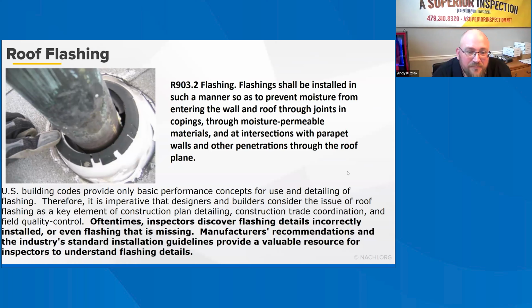U.S. building codes provide only basic performance concepts for use and detailing of flashing. Therefore, it is imperative that designers and builders consider the issue of roof flashing as a key element of construction plan detailing, construction trade coordination, and field quality control. Oftentimes, inspectors discover flashing details incorrectly installed or even flashing that is missing. Manufacturers' recommendations and the industry's standard installation guidelines provide a valuable resource for inspectors to understand flashing details.